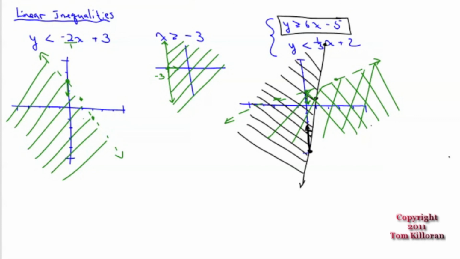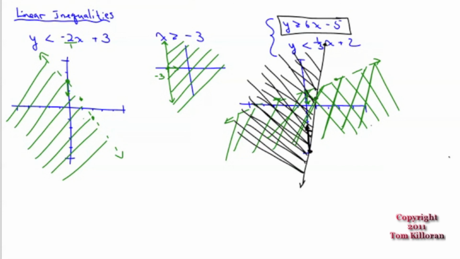Everything below this line is part of the solution for the green line. Everything above this line is part of the black solution. And where the black and the green run into each other, do you see what's wrong with this method? It's very confusing.